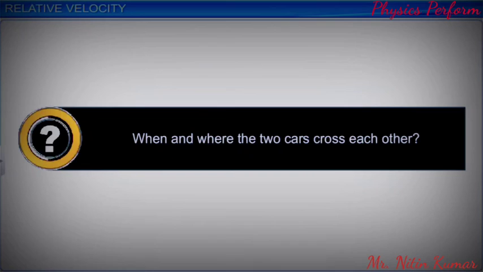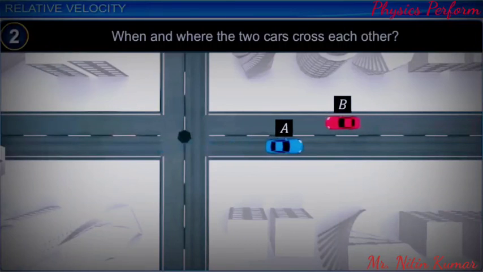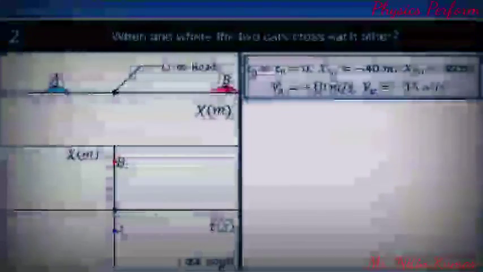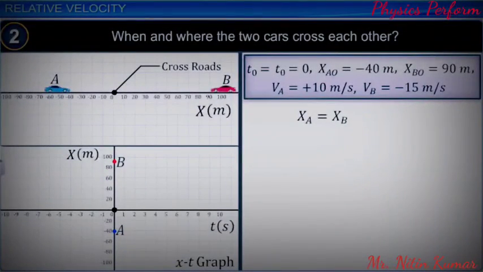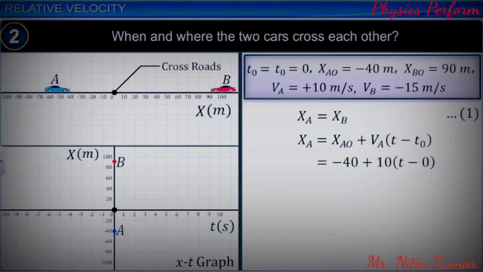When and where the two cars cross each other. When the two cars cross each other, their position coordinate is the same. That is, XA is equal to XB, which is equation 1. Here, XA is equal to XAO plus VA into t minus t naught. By substituting and simplifying, we get XA equal to minus 40 plus 10t, which is equation 2.